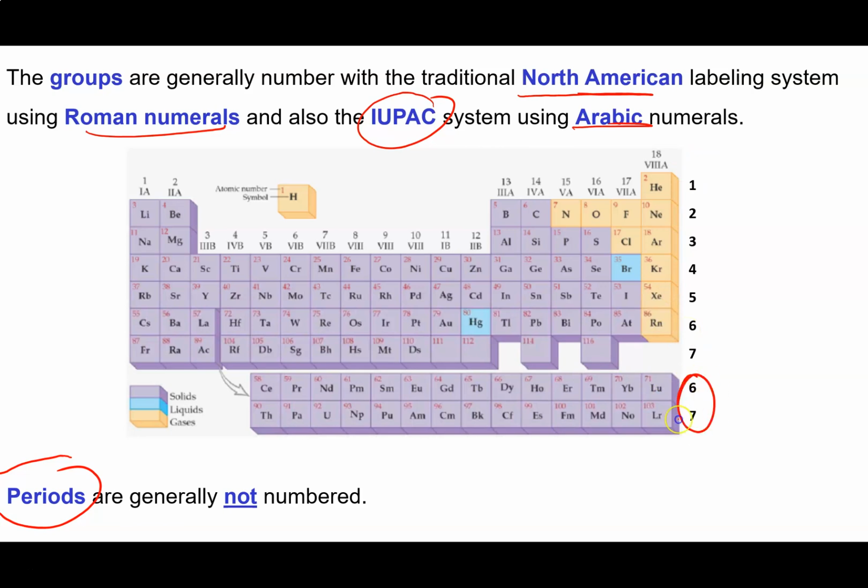And then remember, as I mentioned previously, that the inner transition elements are in periods 6 and 7. We're just writing them underneath the periodic table to save space.